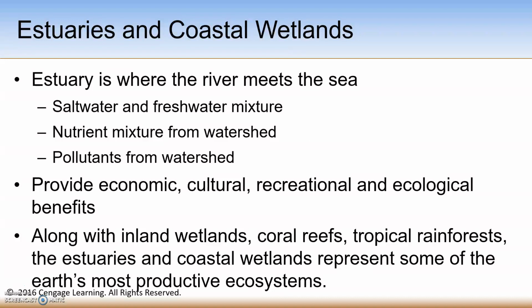A coastal wetland is an area that's covered with water all or part of the year. Usually we find coastal wetlands in temperate zones, and we have our mangrove forest in tropical zones. Estuaries provide important economic, cultural, recreation, and ecological services.